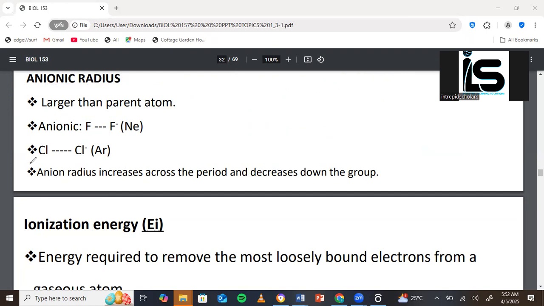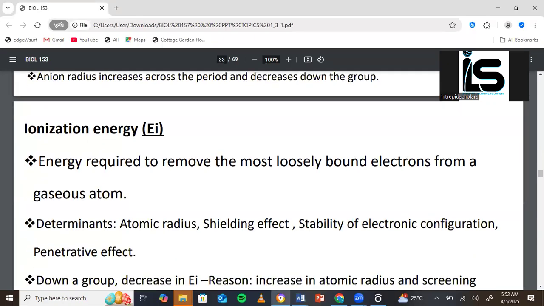The next term they have introduced to us is ionization energy. Now, the name gives it away, because ionization means we are forming an ion. The ion we are forming here is a positive ion. Now, how do we form a positive ion? By losing an electron, right? So ionization is losing an electron to form a positively charged ion. The energy required to remove that electron is what we call the ionization energy.